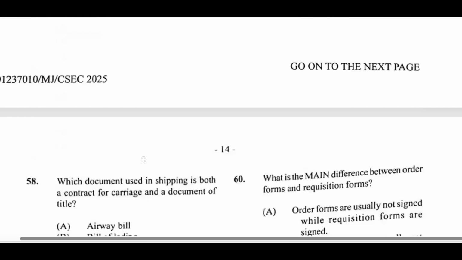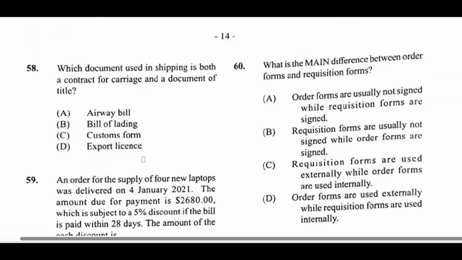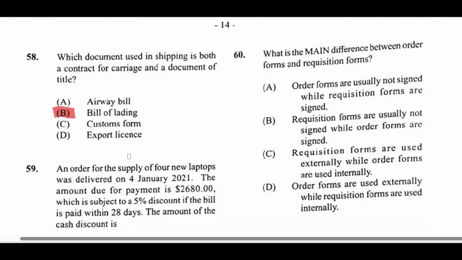Let's go to 58. Which document used in shipping is both a contract for carriage and a document of title? The keyword here is shipping. Once it is shipped, your items are carried via a ship, and we consider that a bill of lading. The document will have the company you ordered from, the name of the ship, the items that you ordered, etc. That's a bill of lading. If we order something and it comes via an airplane, we will consider it an airway bill, right?